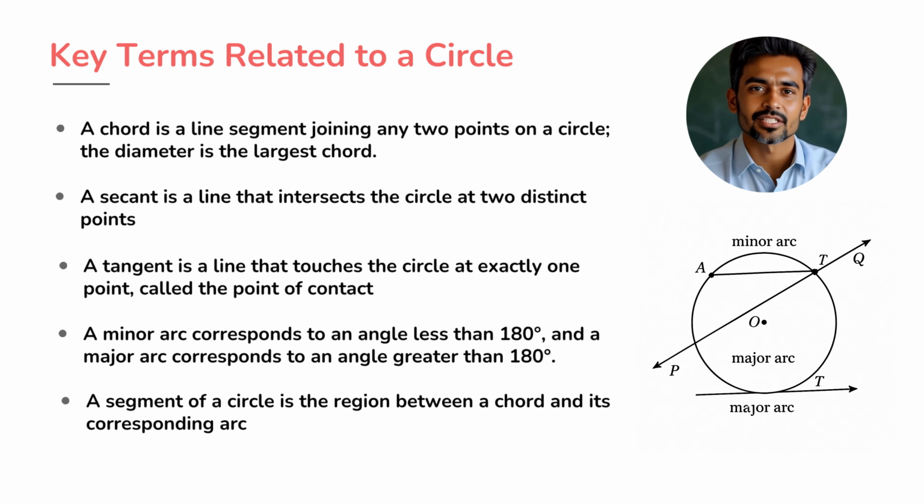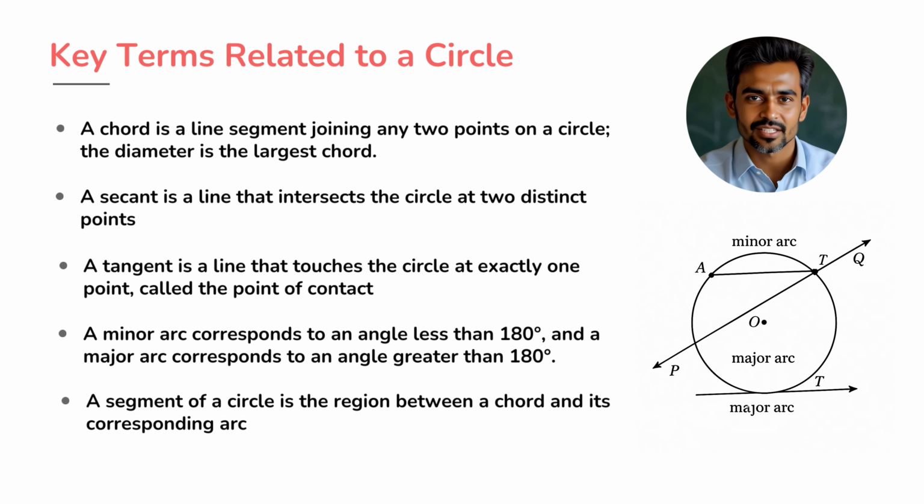Next, we have a secant, a line that cuts through the circle at 2 distinct points. Imagine slicing through an orange so the knife touches 2 points of the peel. Yes, that's a secant. A tangent, on the other hand, is a line that just touches the circle at one single point called the point of contact. If you've ever seen a car tire touching the road, that point of touch represents the tangent contact.